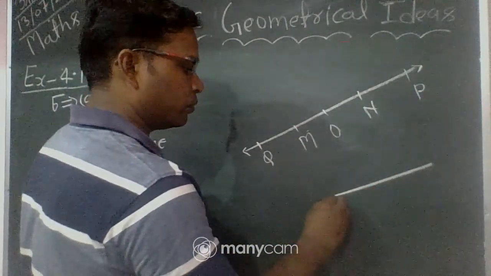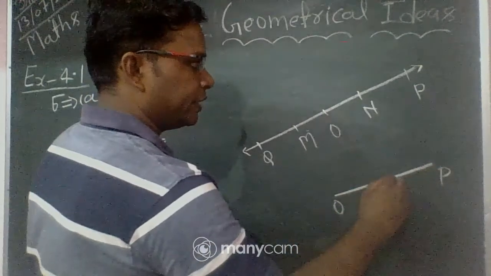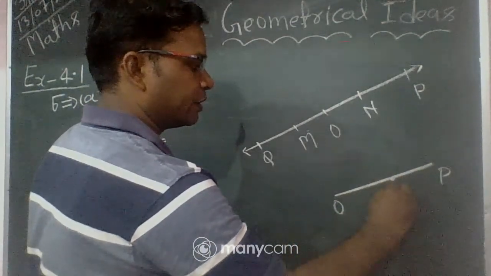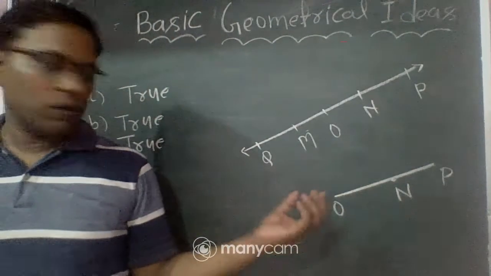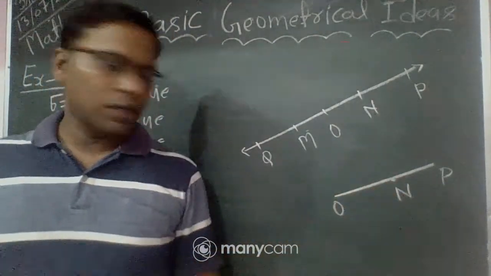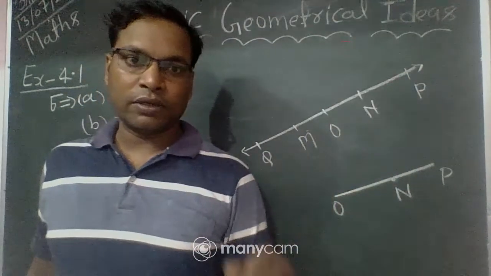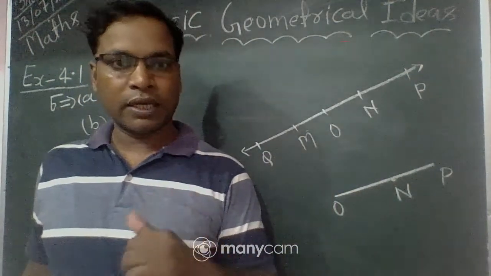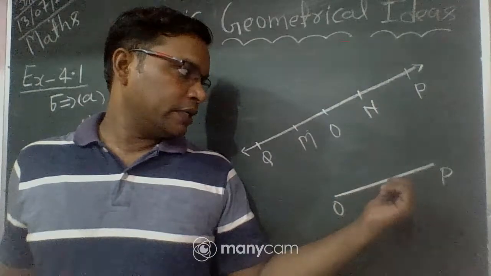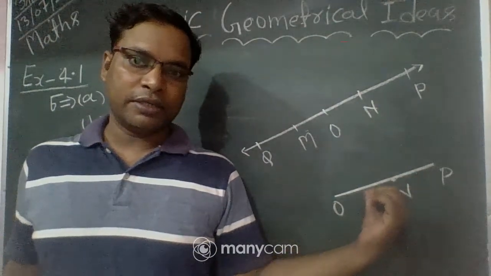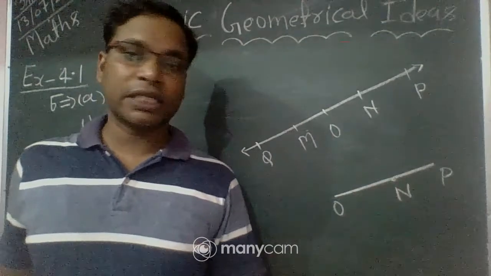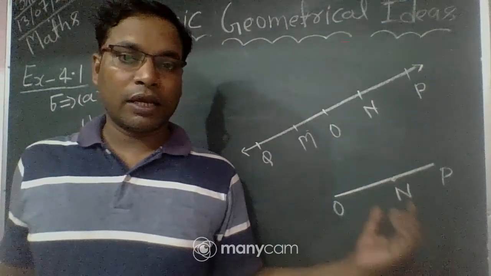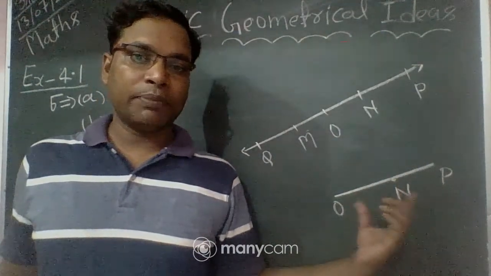This is O. This is P. And here is N. N is here. So you can see here what are the endpoints of line segment OP. O and P are the endpoints. O and N are not endpoints because N is the interior point. Point O and point P. Okay. So in line segment OP, O and P are endpoints.